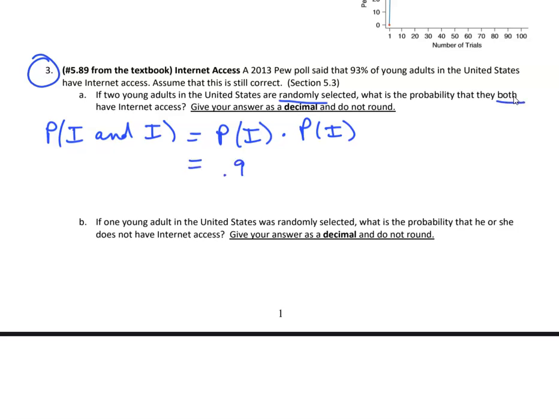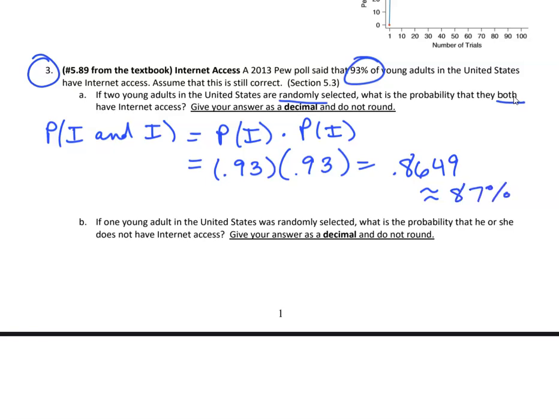So I'm going to do 0.93, and you have to make that 93% a decimal, times 0.93, and then I'm going to put that in the calculator, and that should get me my answer. Let's see what that actually gives us, 0.8649. So about an 87%, roughly 86.5% chance that both of them would have internet access. Now, B says, if one young adult in the United States was randomly selected, what is the probability that he or she does not have internet access?